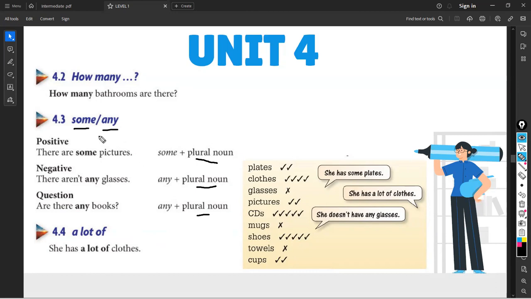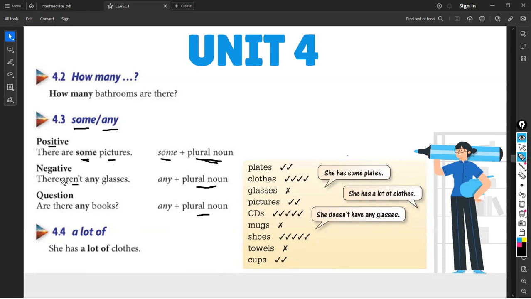Rule number two: you have to use some if the sentence is positive. I mean by positive that it has no negative word, no not. When the sentence doesn't have not, it is positive. But if it has not, it is negative. If the sentence is positive, you have to use some. This is the example: there are some pictures in my room. So notice some, I have to use it with a plural noun, and if it is positive.